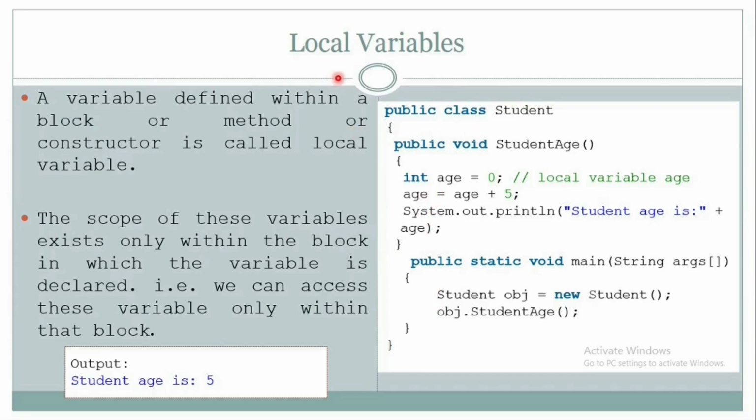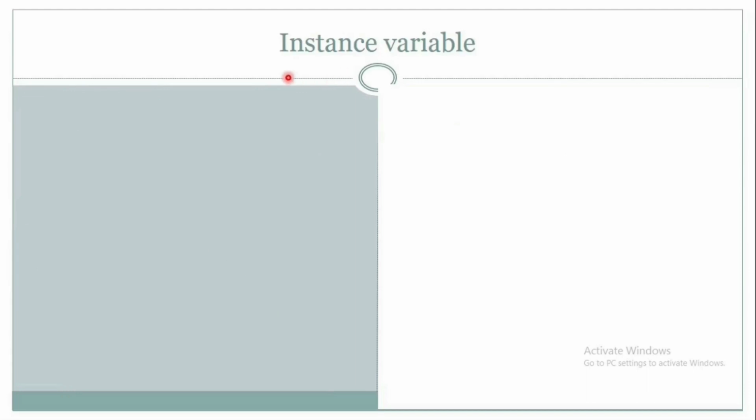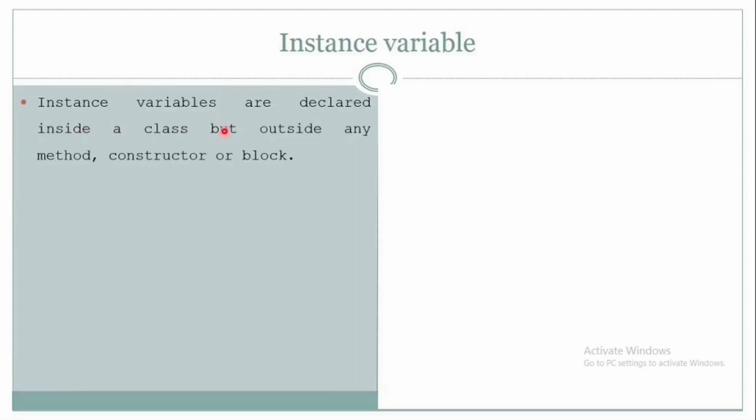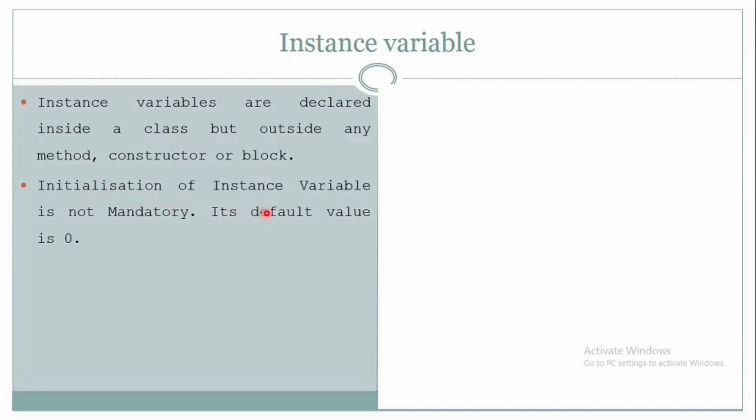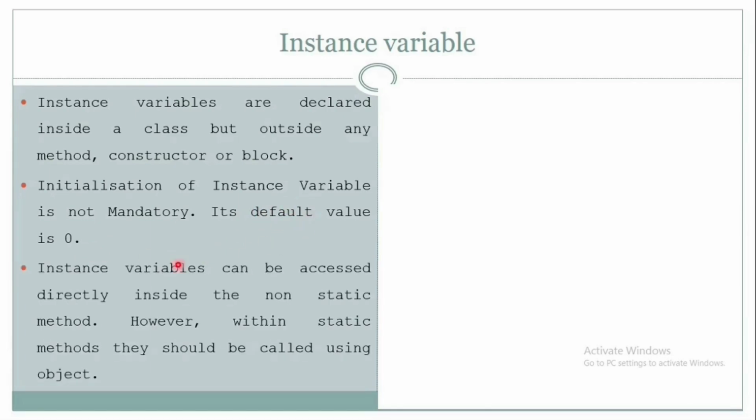Next, we look into the instance variable. Yes, so here is the instance variable. Instance variables are declared inside a class but outside any method, constructor or block. Initialization is not mandatory, but the default value is 0 for the instance variable. The instance variable can be accessed directly inside a non-static method. I repeat once again, the instance variable can be accessed easily by a normal method. However, if I want to access this instance variable within the main method or a static method, then I need to make use of an object.